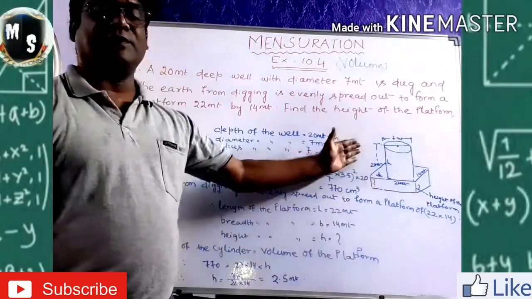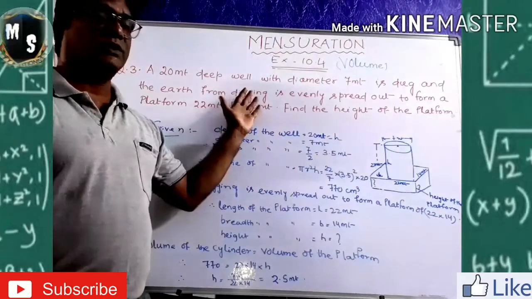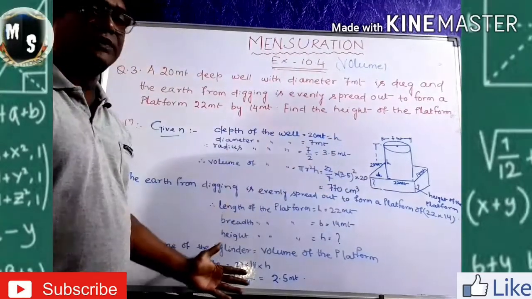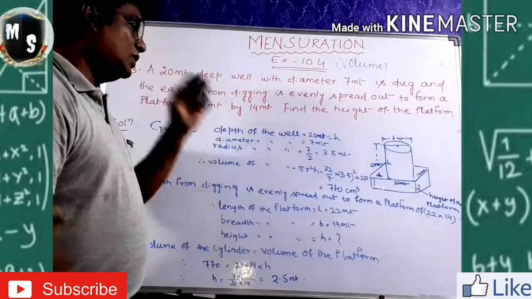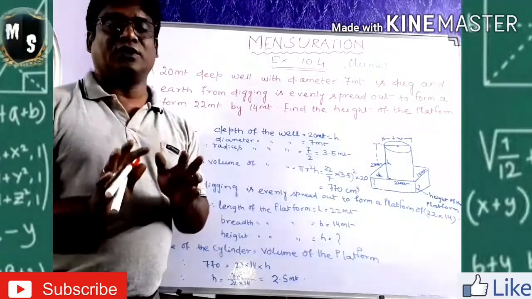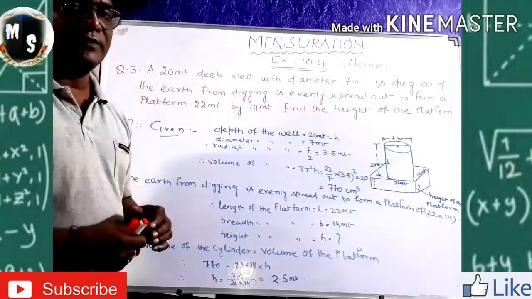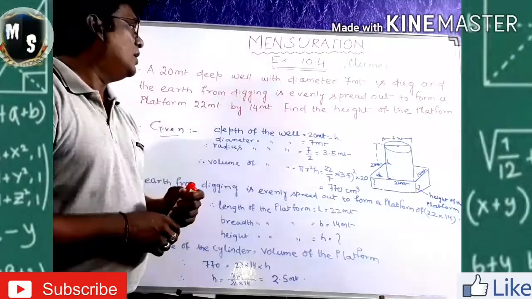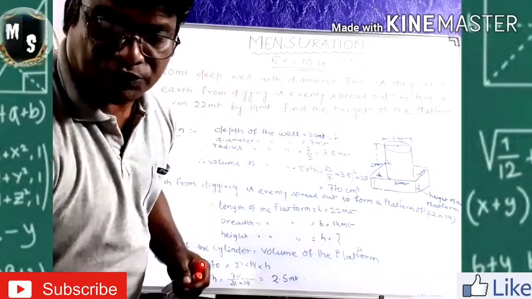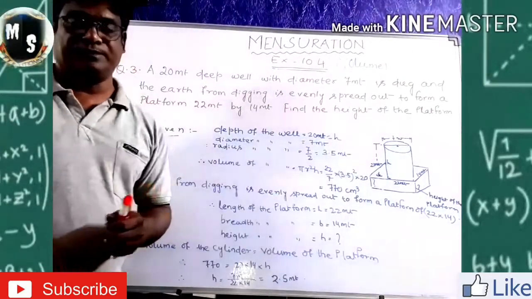So this is the corresponding diagram for this question. If you do the diagram nicely, you can do the sum very fast, and also try to remember the individual formulas of volumes of solid figures. Next sum I am going to do for you. It is question number 4. I will do it for you now.